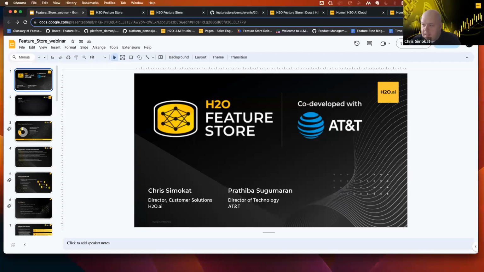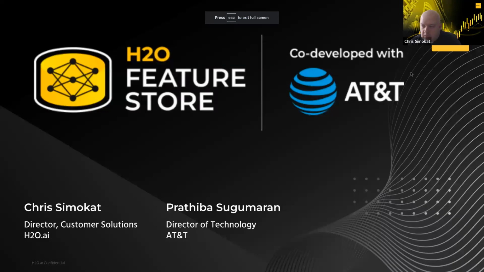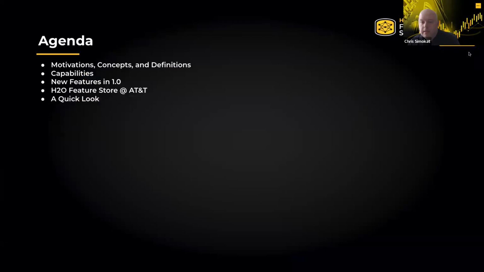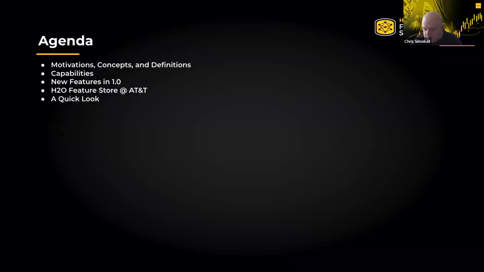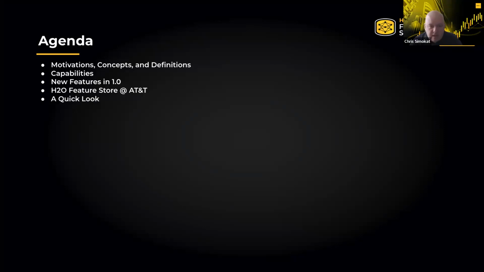Great. Hello, everybody. I'm just going to make the presentation large so we can jump into it. In terms of agenda, we're going to talk a little bit about the motivations, concepts, and definitions. We'll touch on some of the capabilities in the Feature Store overall. We'll also discuss what's new in Feature Store 1.0, and then Pratibha is going to talk about Feature Store at AT&T, and then we'll also do a quick demo of the UI and a notebook with some example code, and show you how you can mix and match the workflows and things of that nature.